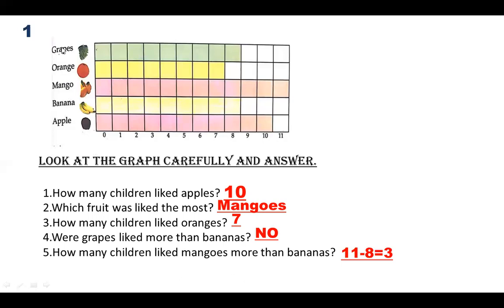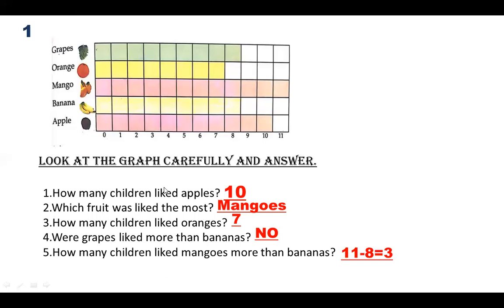Here you write the number of the children and here you write the name of the fruits. Okay, so grapes are liked by 8 children, oranges by 7 children, mangoes 11, banana also 8, and apple 10 children. Okay, children, this is the question. How many children liked apples?